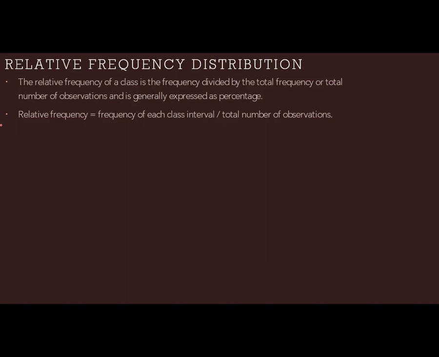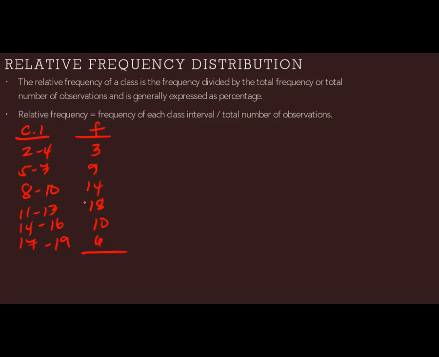Again, I will use the same sample from before. So we have here our class interval 2 to 4, 5 to 7, 8 to 10, 11 to 13, 14 to 16, 17 to 19. And our frequency, we have 3, 9, 14, 18, 10, and 6. And our total number of observations is 60.